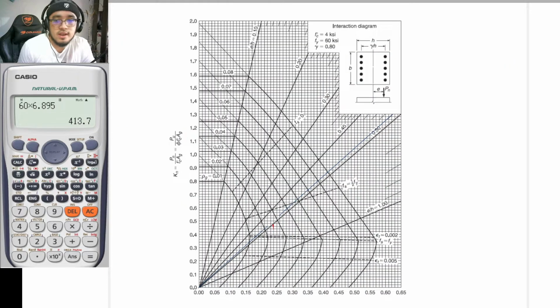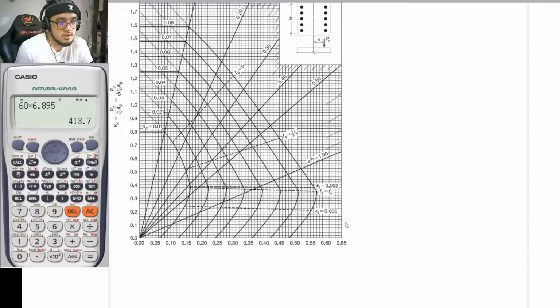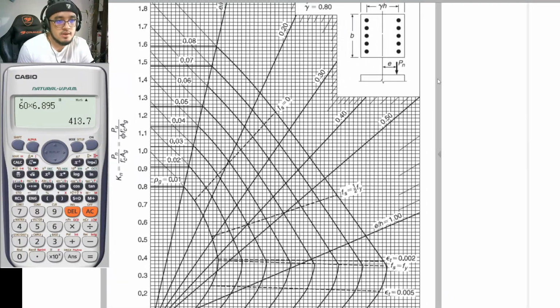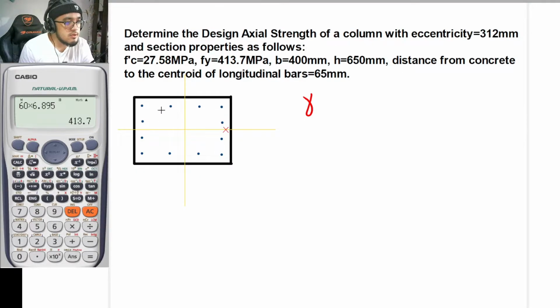So this one here is an example of the interaction diagram that I have shown you a while ago. I will just be increasing this. This is just an example. And as you can see, the value for your gamma h is the distance from this point up until this point. So that is once again for your gamma h and not gamma. Okay, so in this case, guys, this is now the value for your gamma h.